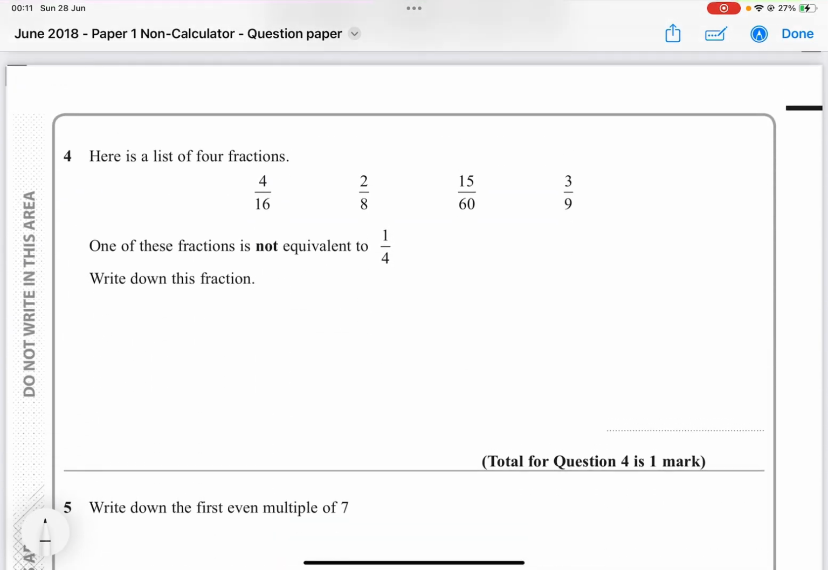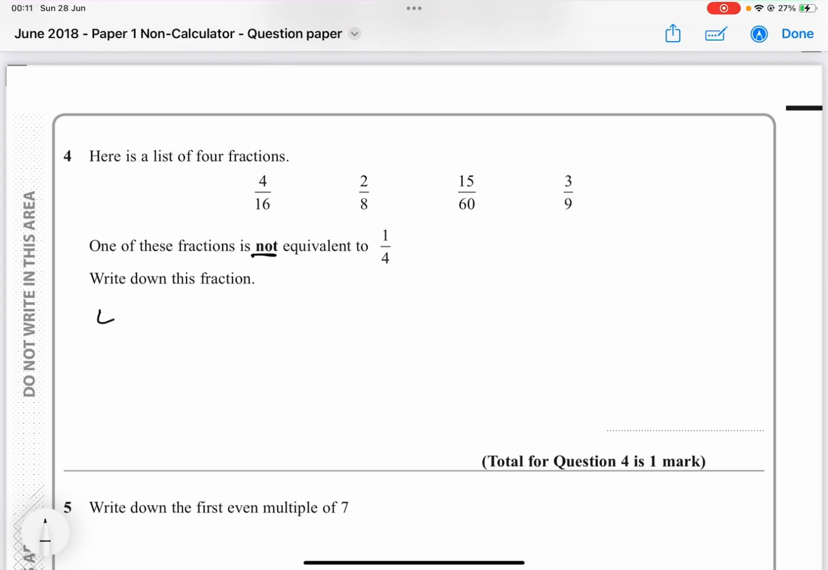Here is a list of 4 fractions: 4 over 16, 2 over 8, 15 over 60, and 3 over 9. One of these fractions is not equivalent to a quarter. Write down this fraction. So over here, we're just going to simplify each of the fractions, and we're going to see if they are equivalent to a quarter.